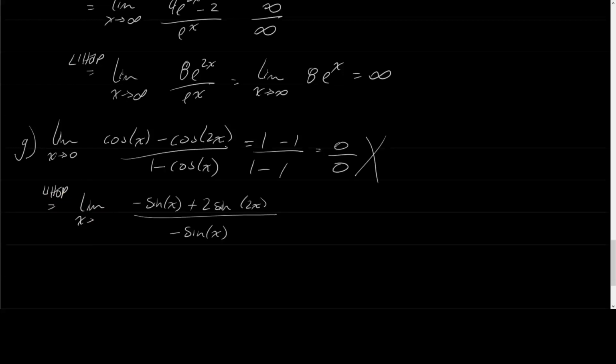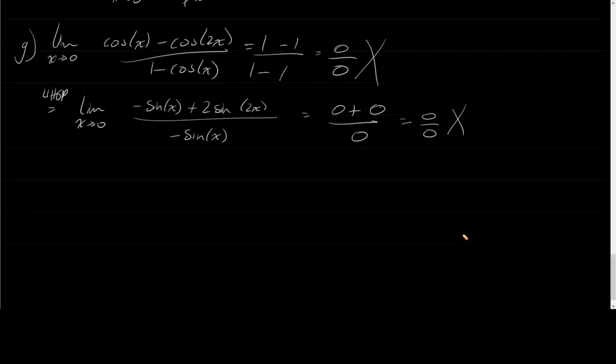Limit as x approaches 0. Now, when I do that, well, sine of 0 is 0, so I end up with 0 plus sine of 0 is 0, and 0. Well, 0 plus 0, there's technically no issue with that, right? That's just 0. But then 0 over 0, that's an indeterminate form. So, let's apply L'Hopital's rule again.